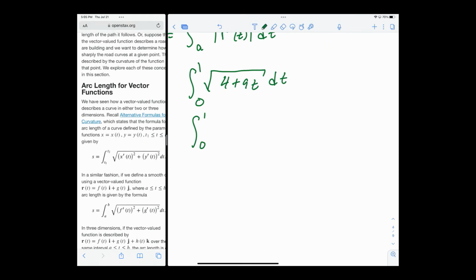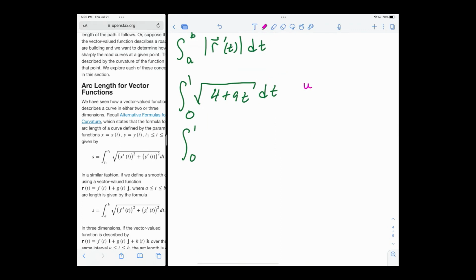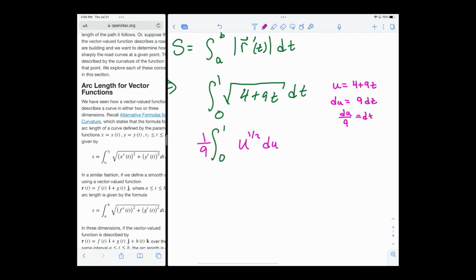You would normally do this integral with a u substitution. So you would say something like u equals 4 plus 9t. du would just be 9 dt. So dt is du over 9. So then your integral is the integral of u to the 1 half, right? That's the square root. And then du over 9.